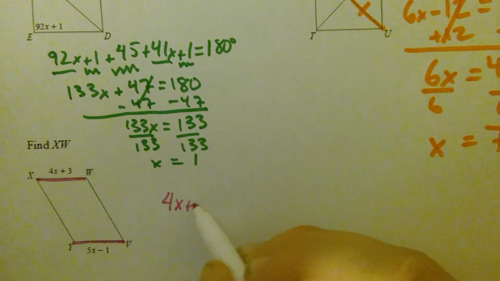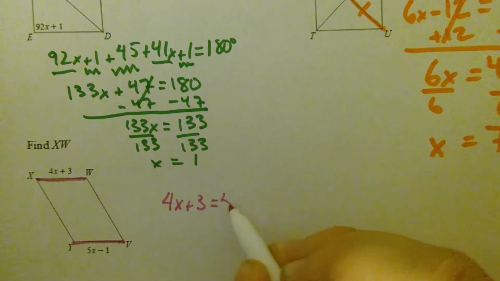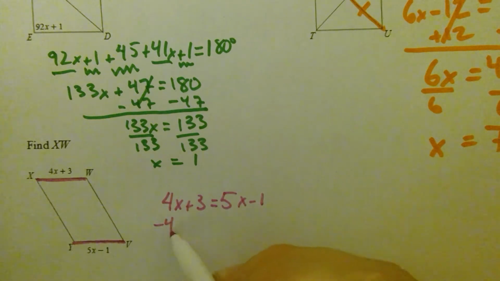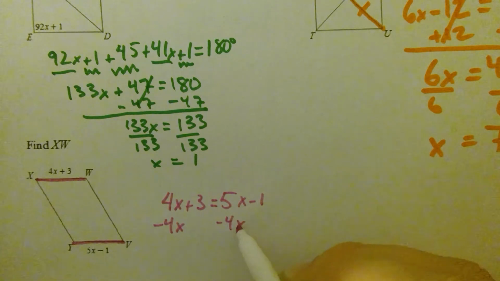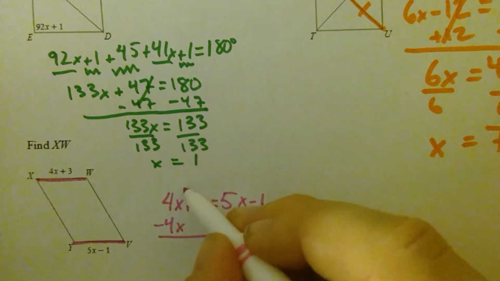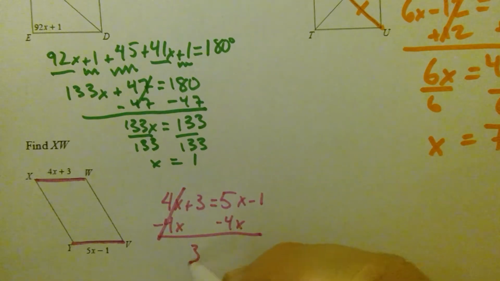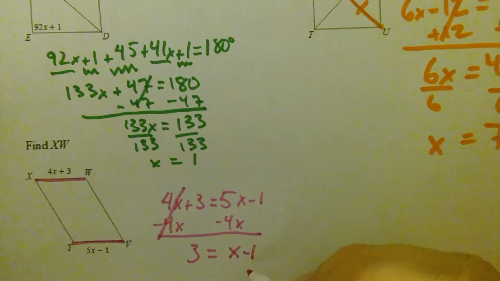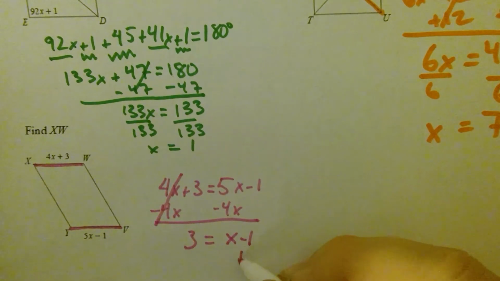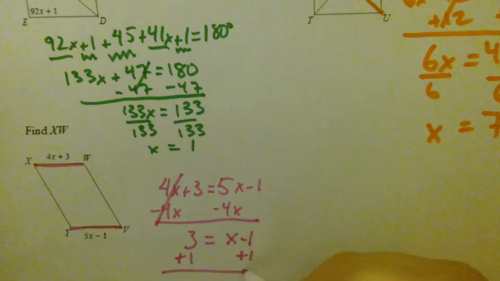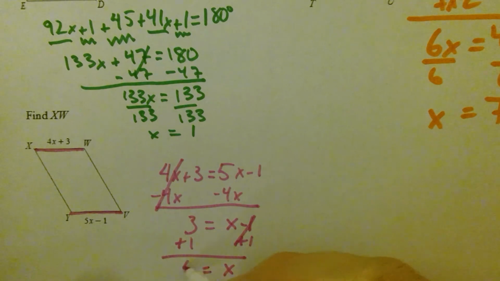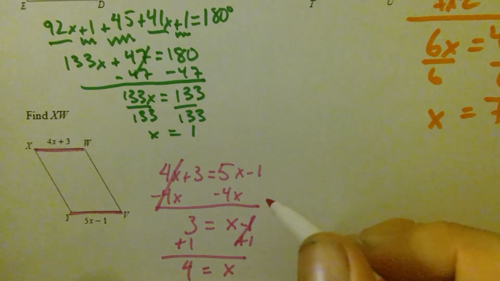So 4x plus 3 equals 5x minus 1. I'm going ahead and subtract 4x from both sides, so I can zero out my x's on the left, leaving 3 on the left, with x minus 1. Let's get x by itself, so plus 1 on both sides. X equals 4. Okay, now we're not done yet.